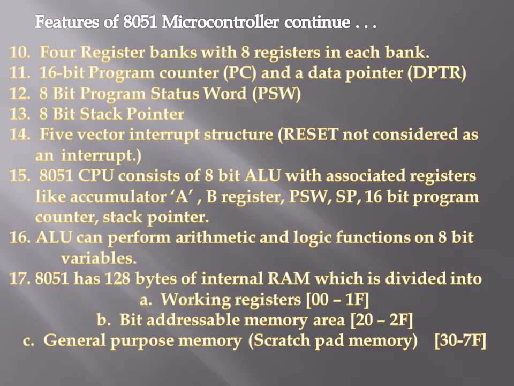The internal RAM of the microcontroller is divided into 3 categories. A, the working registers from 00 to 1F. Then bit addressable memory from 20 to 2F, in hexadecimal. And general purpose memory, what we call scratch pad memory, from 30 to 7F.